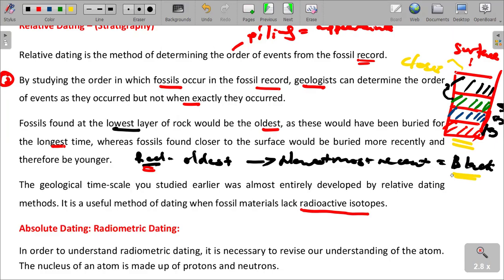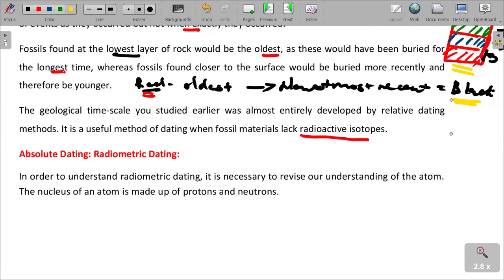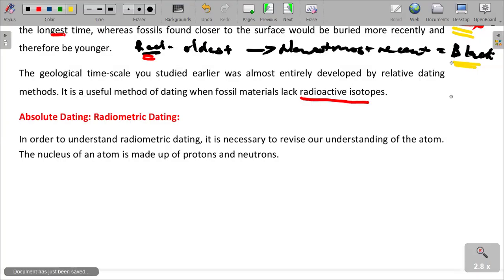Geologists can determine the order of events as they have occurred, but not exactly when they occurred, based on the profiling of the fossils. The deepest one is the oldest, as it would have been buried for the longest time compared to the one that is closer to the surface.